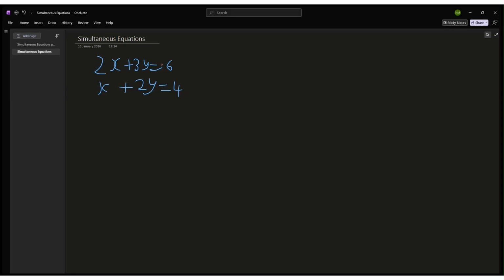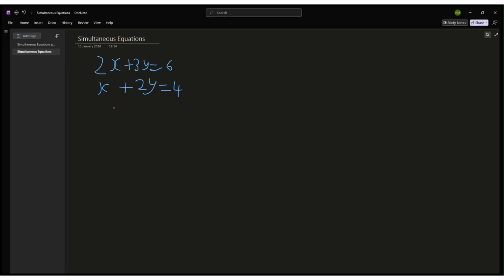And we're trying to find out what specific numbers allow both of these equations to be true at the same time. That's why it's called simultaneous equations, because they have to be true at the same time. Because there could be different numbers that allow us to get each answer separately, but if they're not true at the same time, then it's not a simultaneous equation.